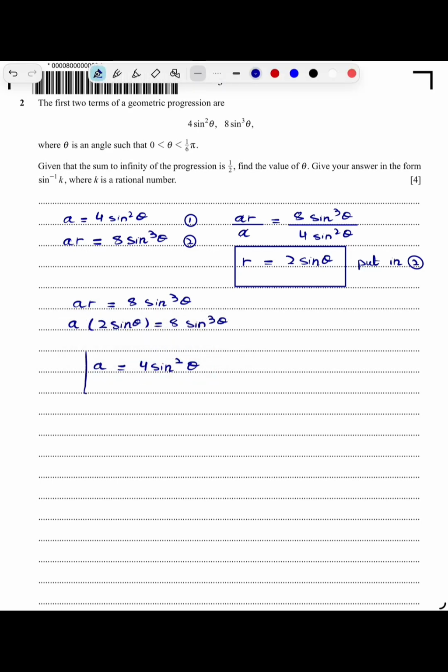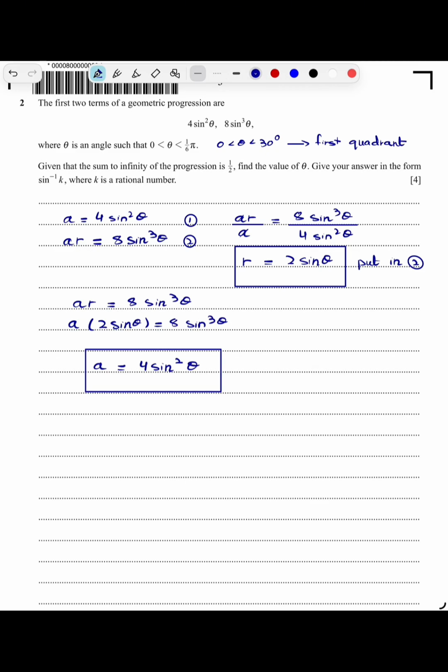Let's read what the question wanted. Where the angle is such that the angle is greater than 0 and less than 30 degrees, right? So this is an acute angle. So it should be in the first quadrant. Let's just give ourselves a visualization of that.